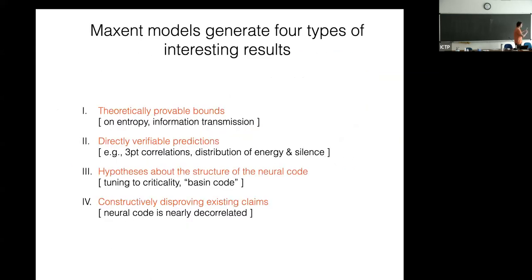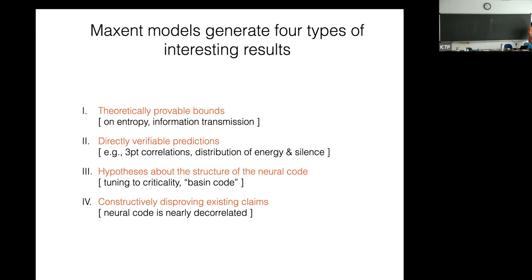All right, so I tried to keep the part about the technical aspects of how to get the MaxEnt model short, because we talked about this yesterday. What I want to focus on in the next slides is: okay, you fit the model, you can check that it works, in this case it's this K-pairwise model. What do you do with it? What can we actually learn about the neural code? I'm showing a selection of results that I grouped into four categories, somewhat arbitrary.